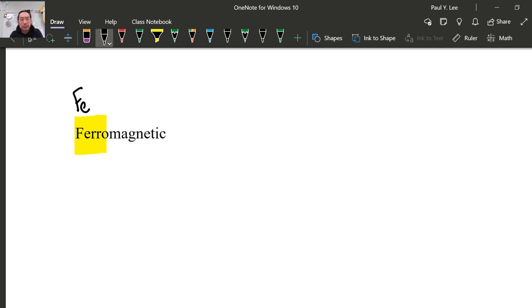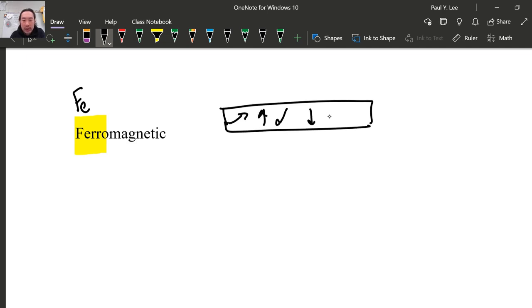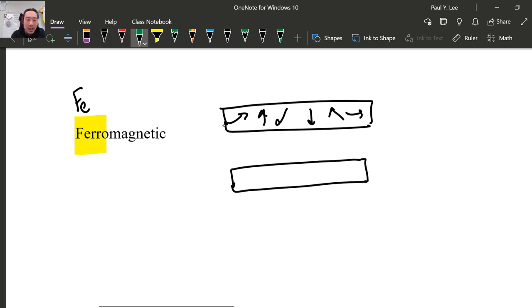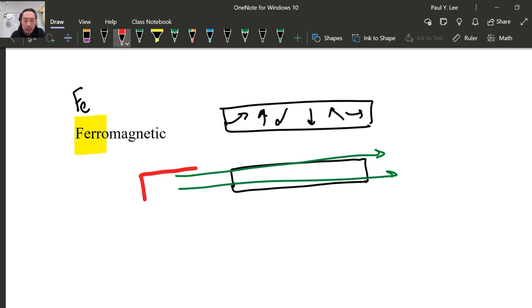Let's say the iron bar looks like this, right? All of its domains are scattered, okay, not magnetic at all. But if I were to introduce a magnetic field, or essentially a magnet, to this iron bar, I'm going to draw the magnet over here in red, because we saw that there, right?